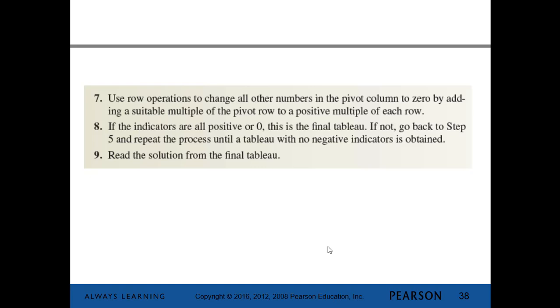And then 9, read the solution from the final tableau. So in this case, you're just doing the process over and over again until you don't have any more negative indicators. And when you don't have any more negative indicators, you look at your objective function, and that's going to be your optimum value. In this case, your maximum value.